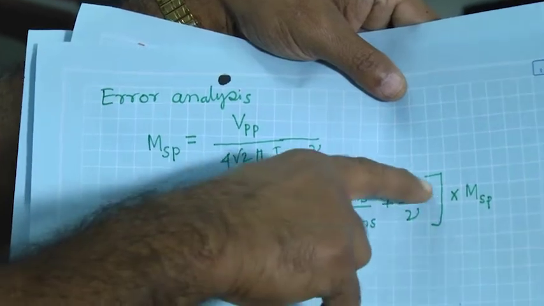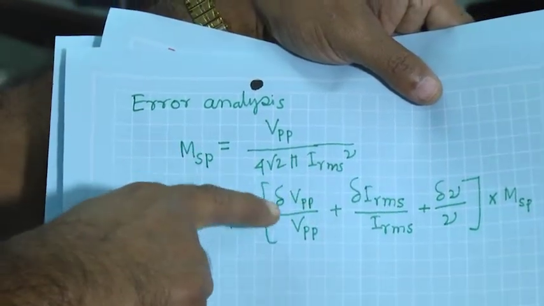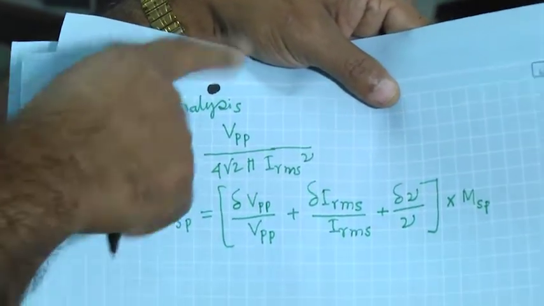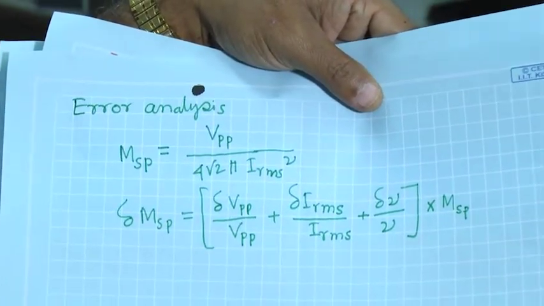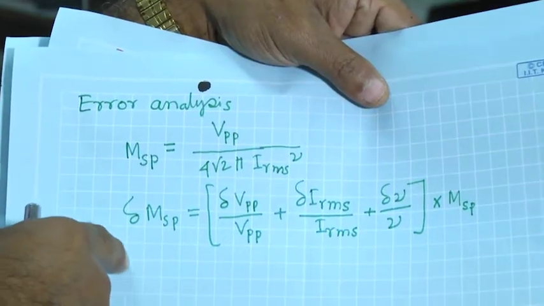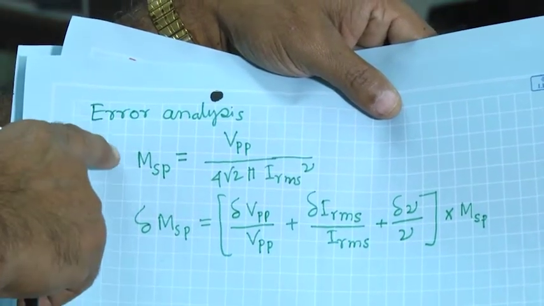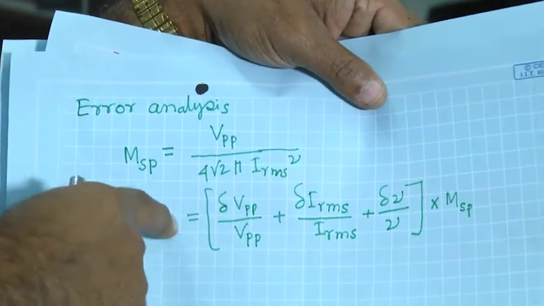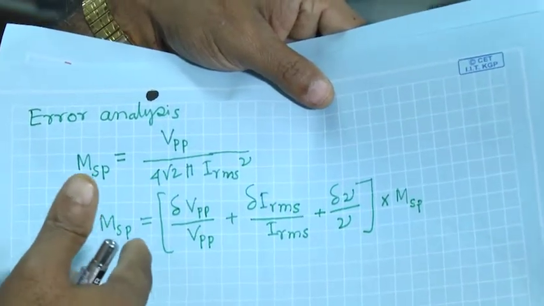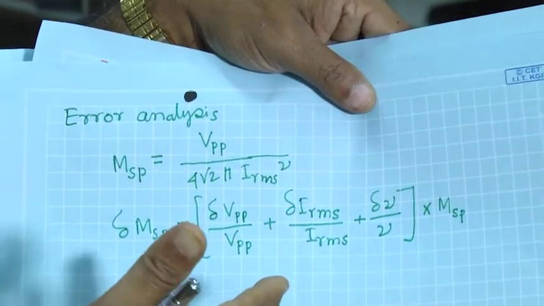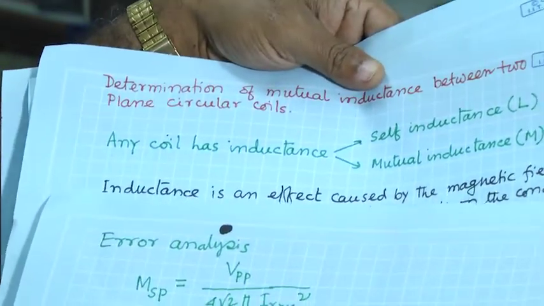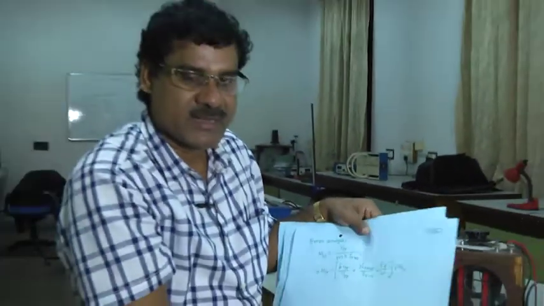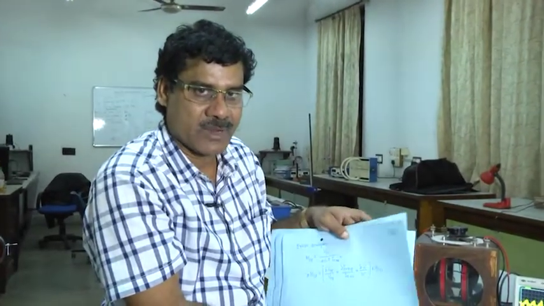All delta nu, delta I, delta V we have noted down, just put them in and choose a particular angle. For that angle you have the mutual inductance, and you can tell the error on this mutual inductance. I think I described this experiment. This is a very easy and small experiment, a very good experiment.